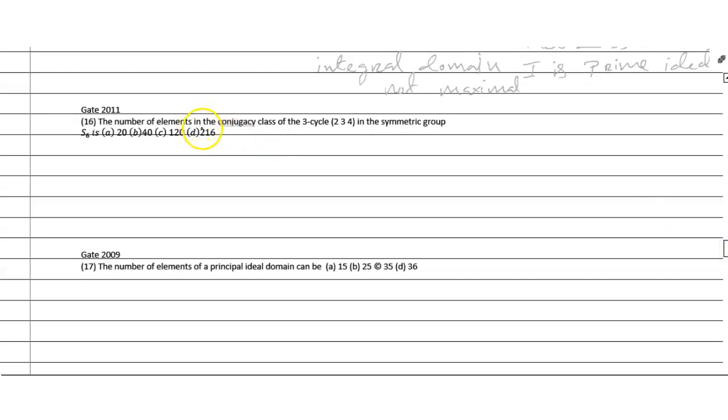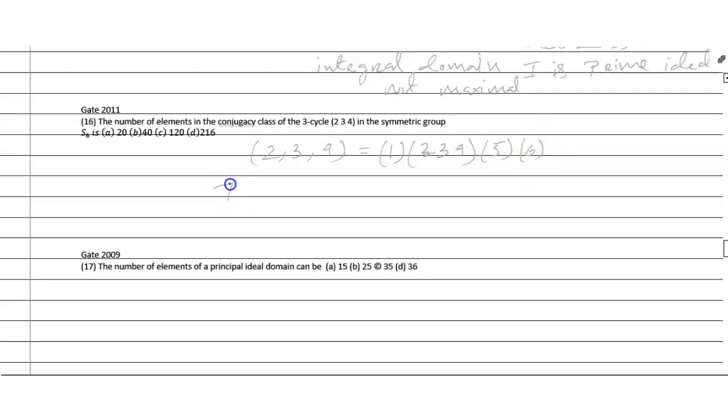Next problem, friends. The number of elements of the conjugacy class of the 3-cycle (2, 3, 4) in the symmetric group S6 is: 20, 40, 120, 216. So friends, (2, 3, 4) can be written this way, with elements 1, 2, 3, 4, 5 and 6.